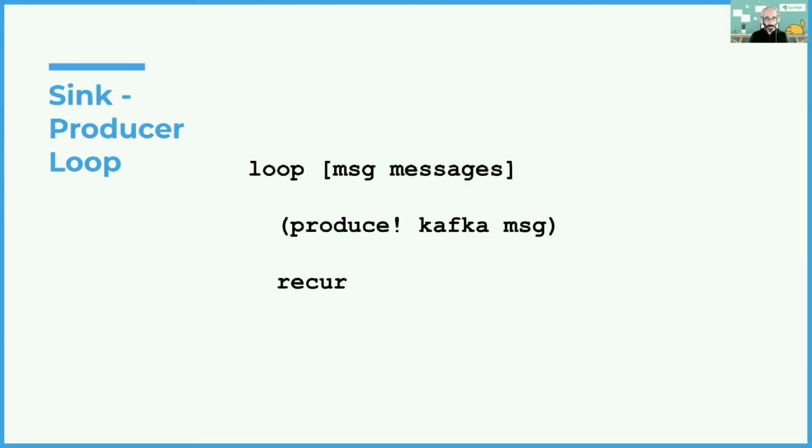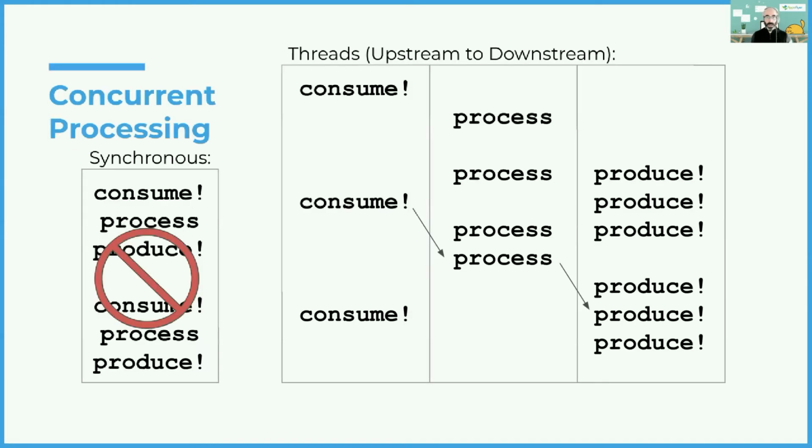Then, in the other direction, there is a sink. It's a producer loop, which you continuously provide with messages, and it will eventually write them into Kafka for as long as it runs. We want consuming, producing, and the processing in between to run concurrently. Obviously, consuming a message will happen before processing that same message and producing a result, but these three processes shouldn't necessarily wait for each other in each individual message, as you can see on the synchronous process on the left.